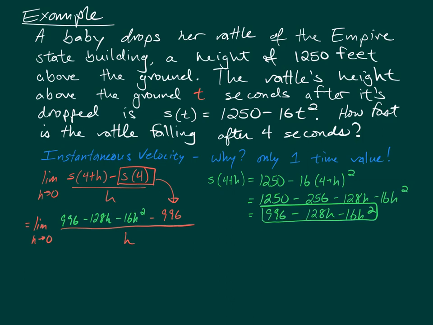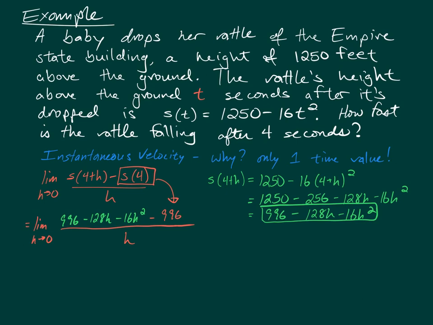The next step is to evaluate the function s of t at t equals 4. So this is a little easier. All you have to do is come over here to the function and substitute 4 in for t in both places. And when you do that, you end up with 996. So it's this green information here minus s of 4, which is 996.